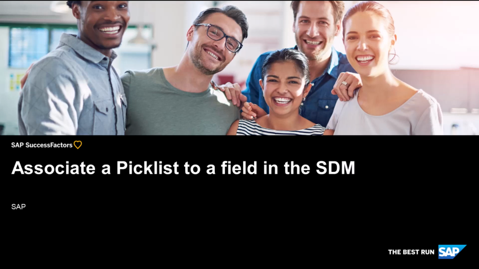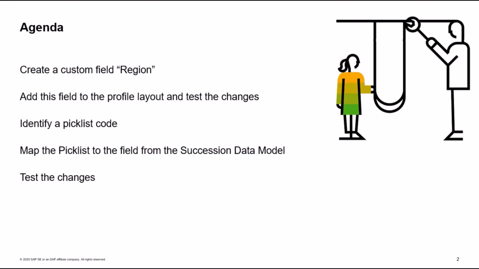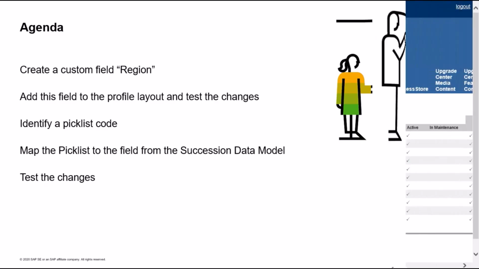It is also easy to report on values of fields when they are associated with a pick list when we want to create dashboards. We will first create the field region, as an example, from a custom field in the Succession data model. We will add this field in the profile layout and test modifications. We will identify a picklist code and then map it to the Succession data model. We will finally review the changes.